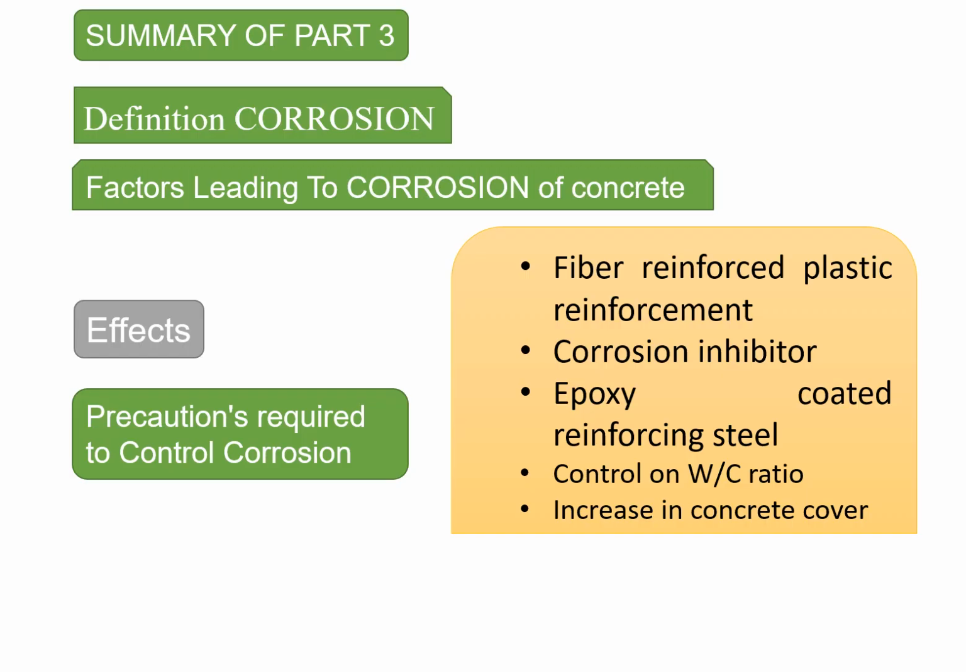So to summarize this part 3, we talked about the definition of corrosion. We talked about the factors leading to corrosion of concrete. We talked about the effect of corrosion and the precautions required to control the corrosion, like use of fiber reinforced plastic reinforcement, use of corrosion inhibitor, use of epoxy coated reinforcement steel, and having a control on the water cement ratio or increase in the concrete cover will substantially help to reduce the corrosion of steel reinforcement in the structure, thereby increasing the durability of the structure.